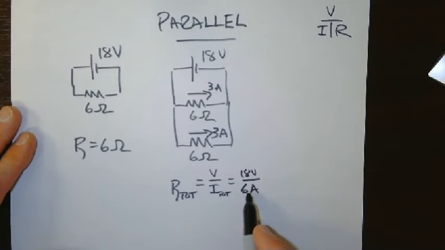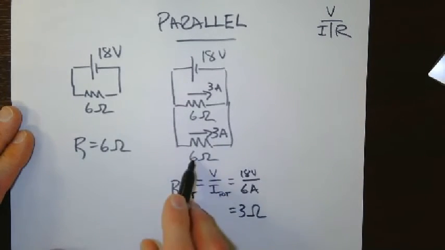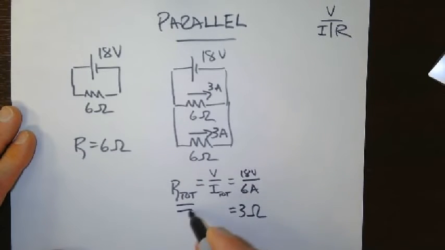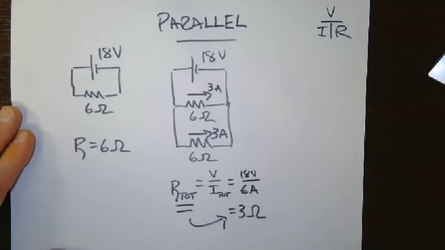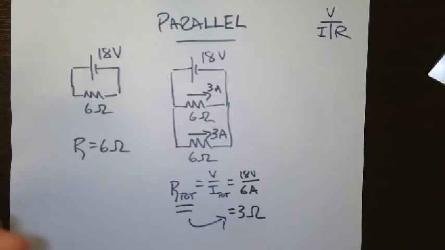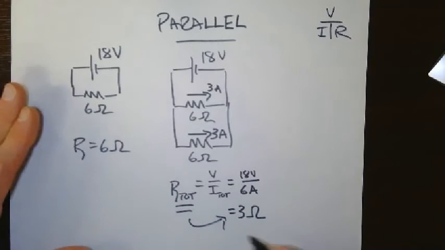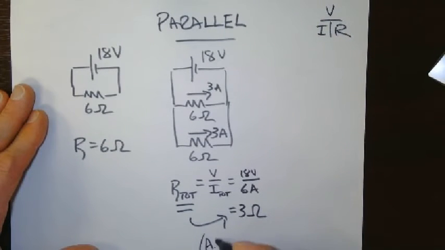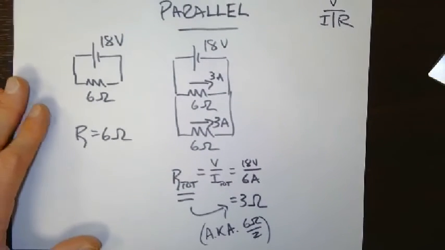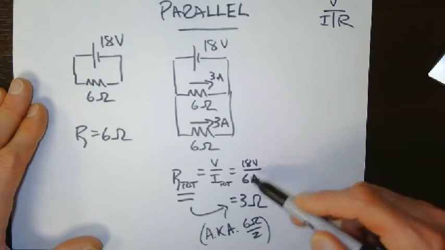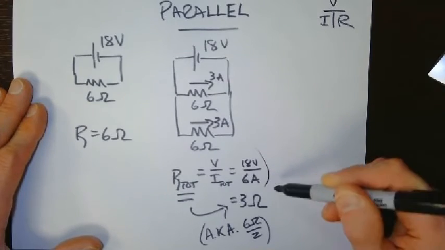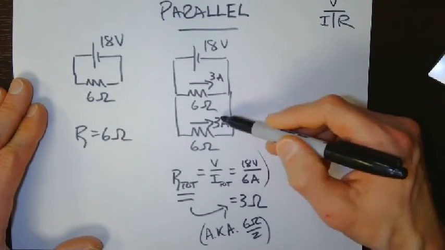Now guys, what I'm trying to show you here is that 18 divided by 6 gives me 3 ohms. So if I take 6 ohms and 6 ohms, the total resistance turns into 3. It's like I just took 6 and I divided by 2, right? So 3 is also known as 6 ohms divided by 2. So I wonder if this is a shortcut. Maybe I didn't have to do this math right here. Maybe this wasn't necessary. Maybe I could just take the resistors and divide.